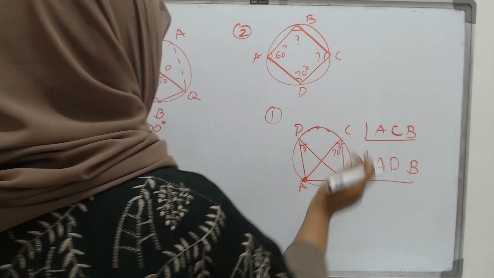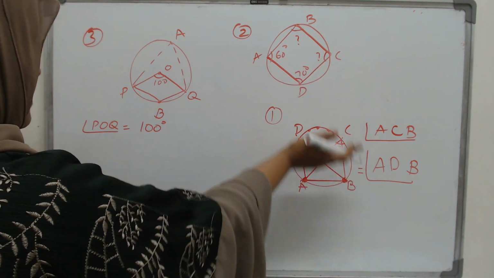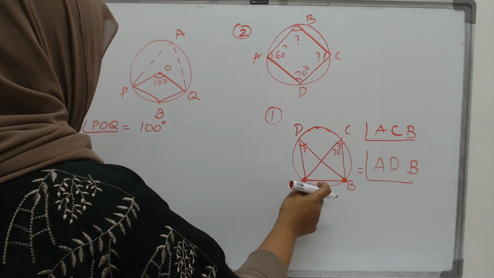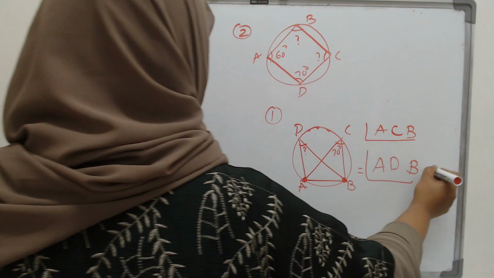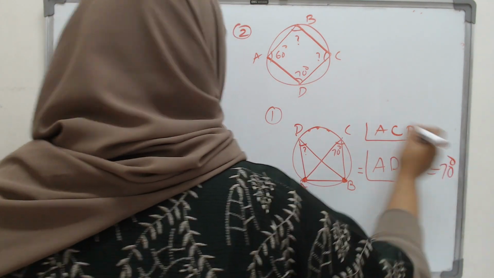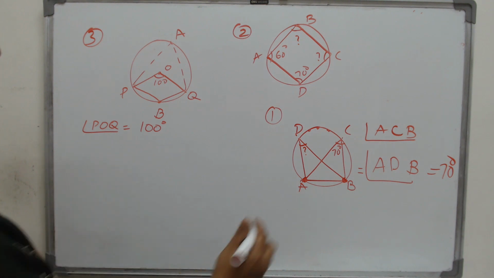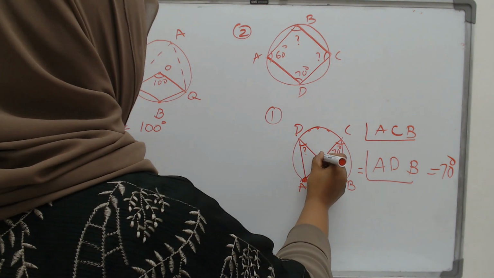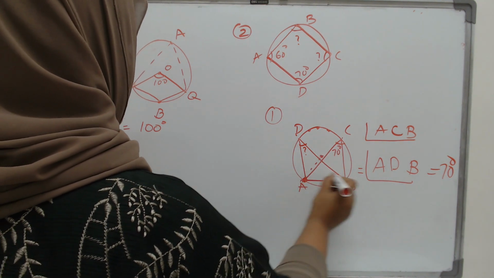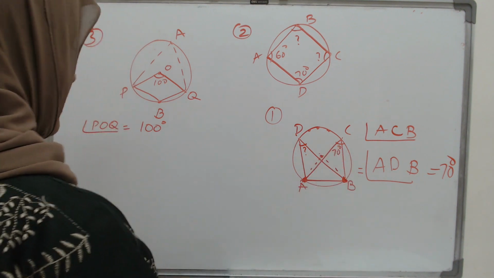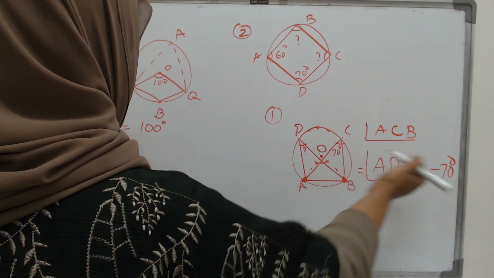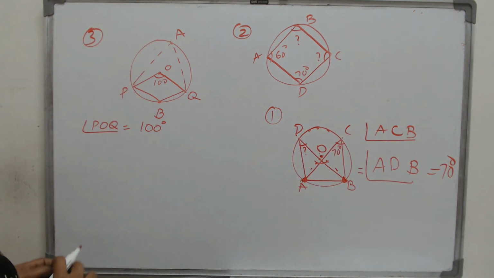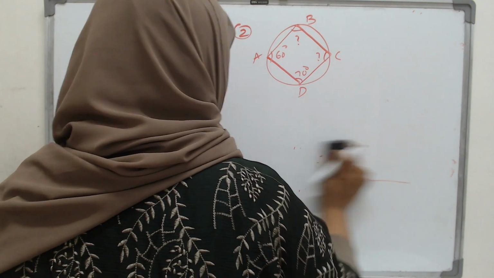Whichever point, as long as it is on the same side of the segment, don't come to this place. As long as it is on the same side, they will all be equal, and they will be what? They will be half of the angle made at the center. So if it is asked what is the angle made at the center, it will be double of this, which is what? 140.